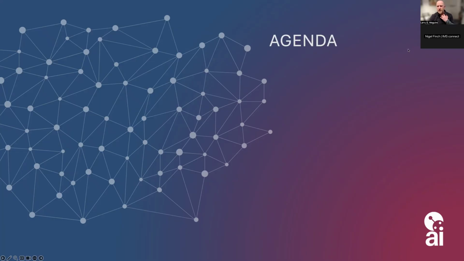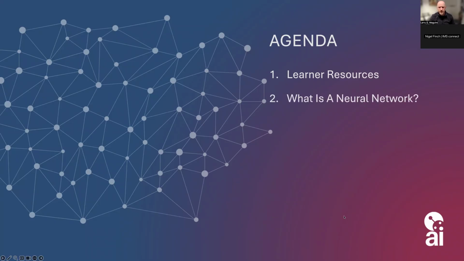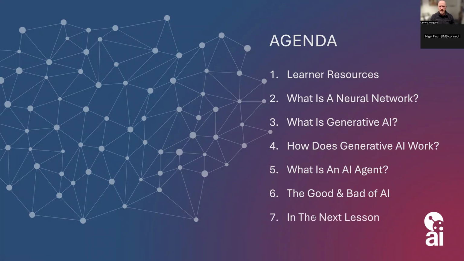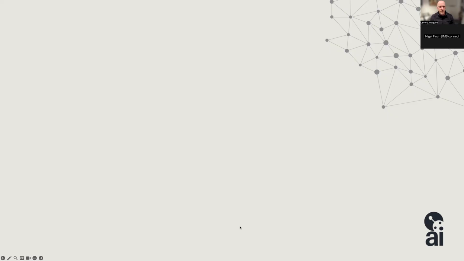So what we'll go through in these slides, and then we'll move on to some practical hands-on stuff. We'll just have a quick look at where you can get more learner resources. And we'll be trying to answer the question, what is a neural network? Following on from that, what is generative AI? How does it work? How does it operate? What is an agent? And we'll have a quick chat about the good and the bad of AI, the pros and cons. Try and get in underneath the hype, both the positive and negative hype around AI. And then we'll get into the practical stuff.